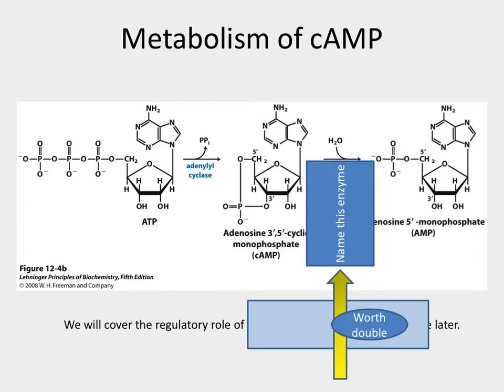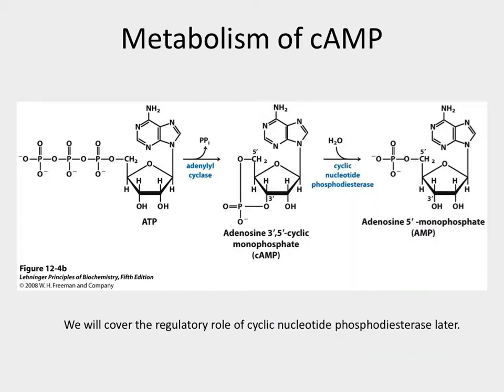It's cyclic. It's an ester. What kind of ester? Think about, how do we talk about nucleotides like DNA and RNA? What kind of backbone does it have? Phosphodiester. It's a phosphodiester. Okay, so this enzyme is a phosphodiesterase. It breaks it apart. And it's got a very specific name: cyclic nucleotide phosphodiesterase.